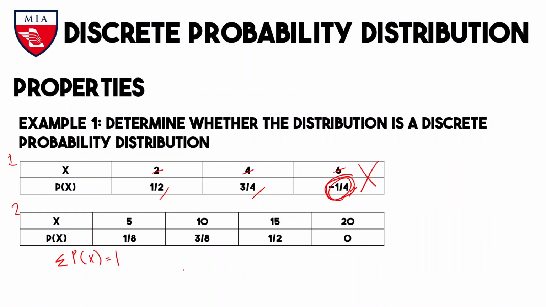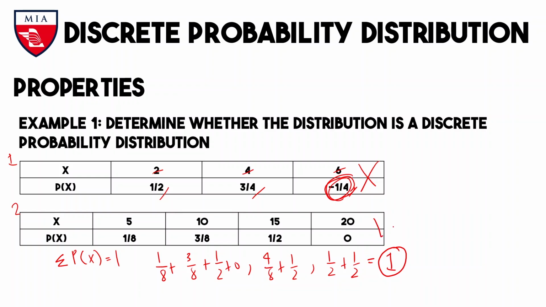We have 1/8 plus 3 over 8 plus 1/2 plus 0. 1/8 plus 3 over 8 is 4 over 8, plus 1/2. Let's simplify 4 over 8: we have 1/2 plus 1/2. If we add 1/2 plus 1/2, we have the value of 1. So we proved that this distribution table is considered a discrete probability distribution table.